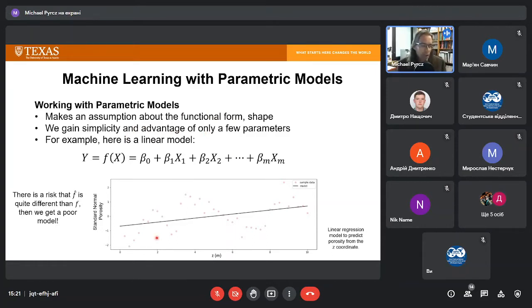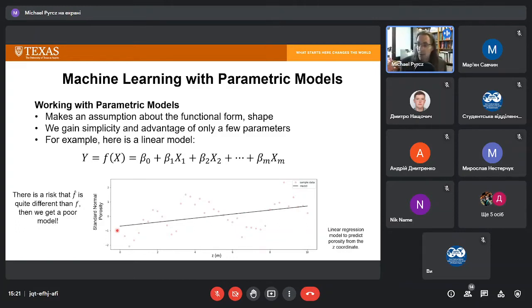Here's an example right here. We have depth in Z, this is meters, and we have porosity standardized, it's normally transformed or something. Okay, so we got our data right here. The pink circles are the data, and we got our model. If it's a linear regression model, it's a line. We're going to fit a line.